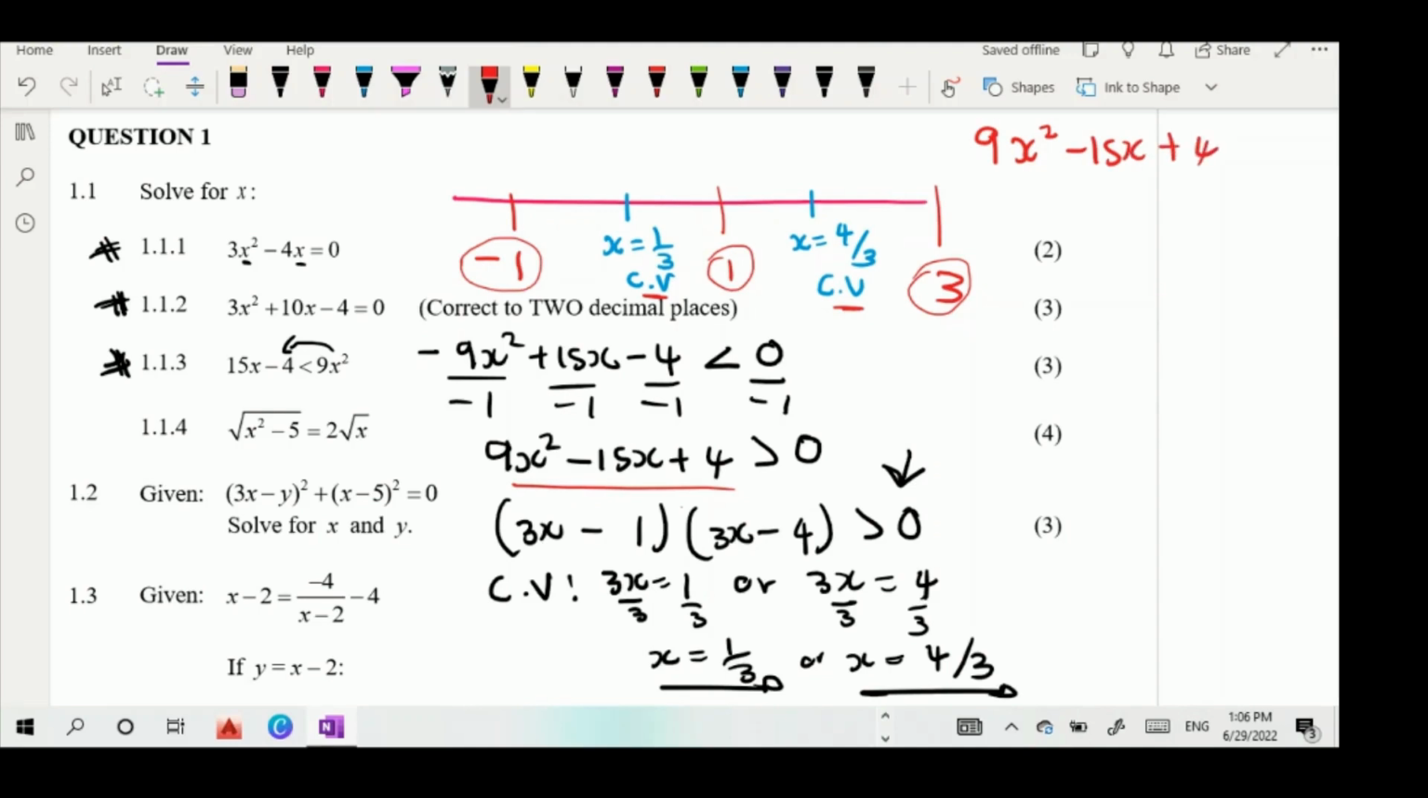You say when x is equal to -1. So let's say we test this one here. When x is equal to -1, you substitute. You're going to say 9 into -1 squared minus 15 into -1 plus 4. What we're mostly interested in here is not really the solution, but the sign that you're going to get when you substitute this value. The sign that you're going to get when you substitute any value that is less than 1 over 3, which in this case we chose -1, is a positive sign.